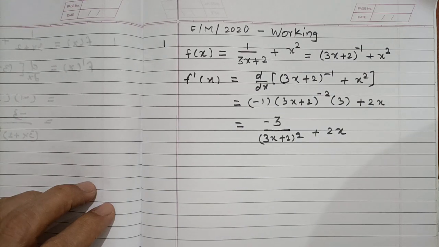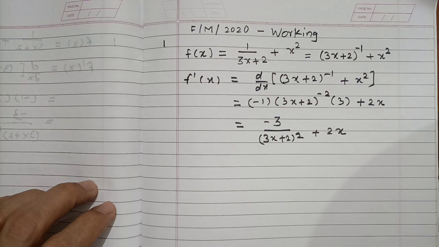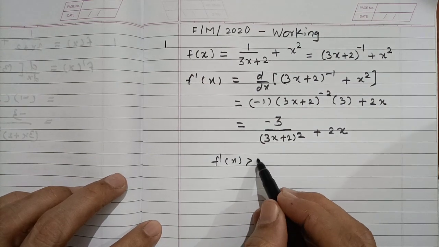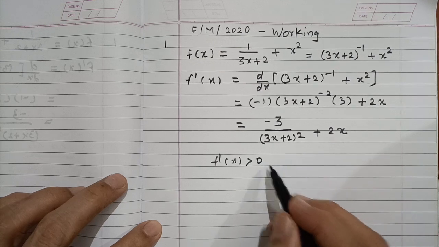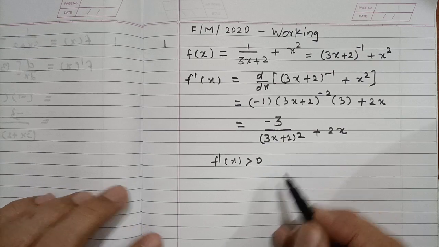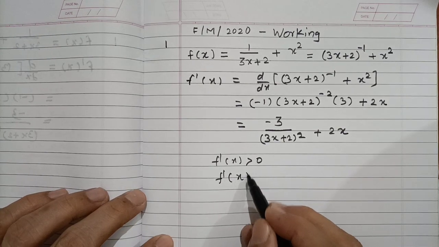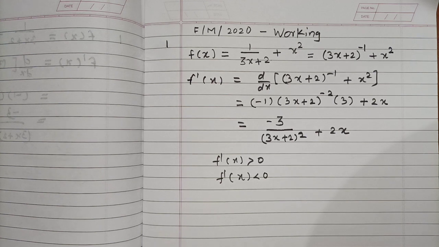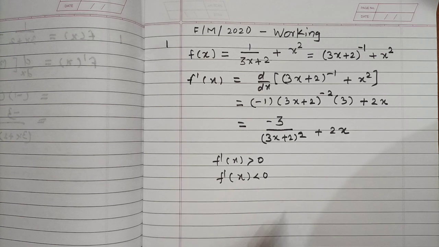Now a function is said to be an increasing function if f dash x is greater than 0, and it is said to be decreasing if f dash x is less than 0, and the test fails if f dash x is equal to 0.